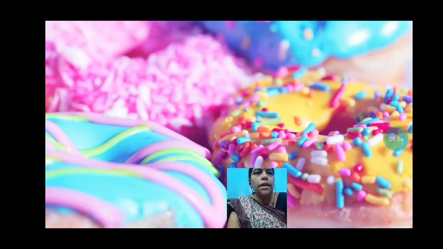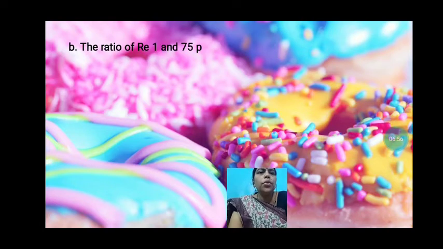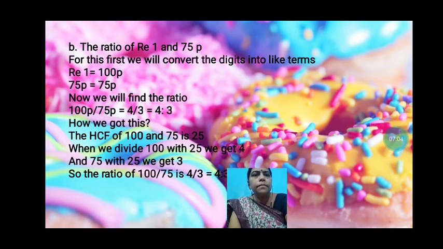Now the next one, the ratio of rupee 1 and 75 paise. For this we will convert the digits into like terms. Here we see that rupee 1 is in rupees and 75 is in paise. So what do we have to do over here? We have to convert rupee 1 into paise. So we will convert rupee 1 into 100 paise. 75 is in paise only, so we will leave it like that.